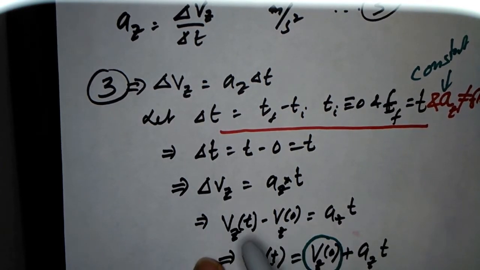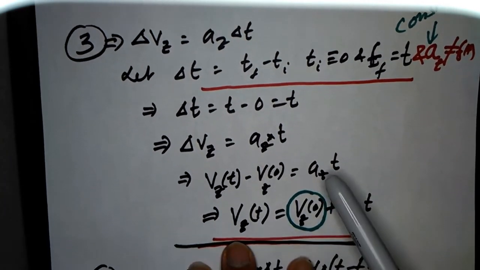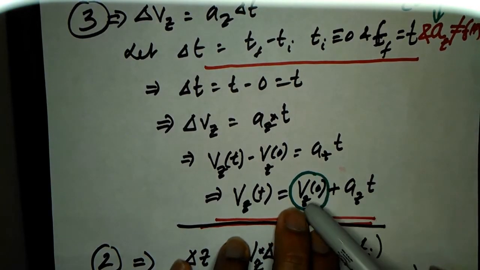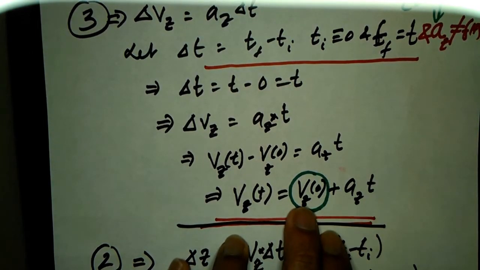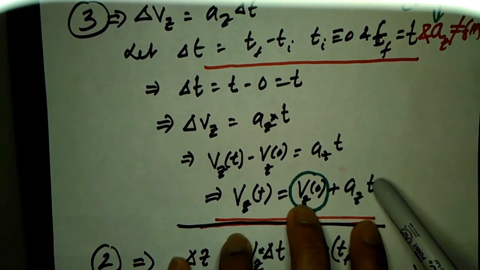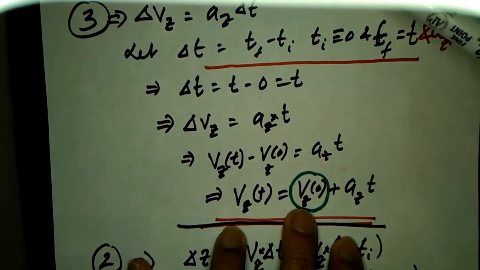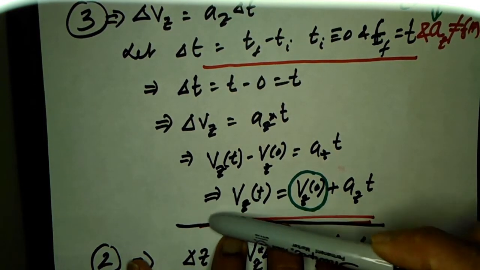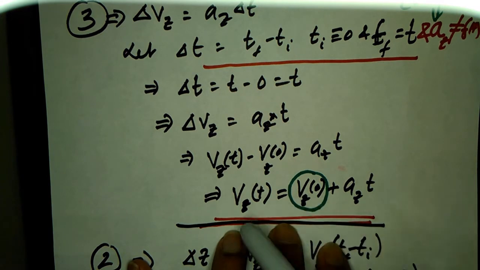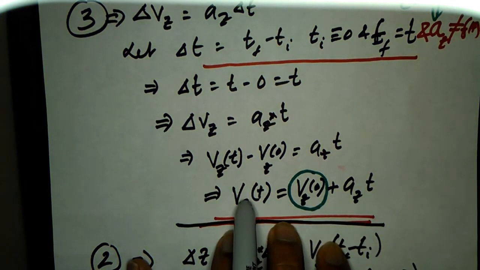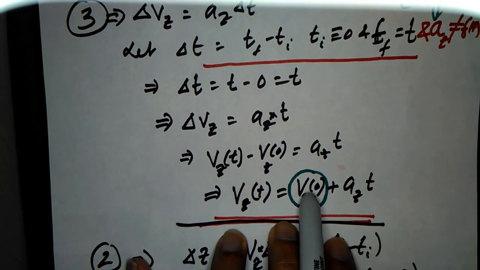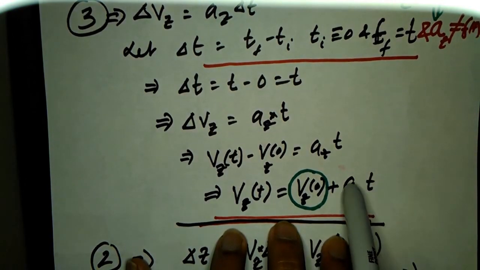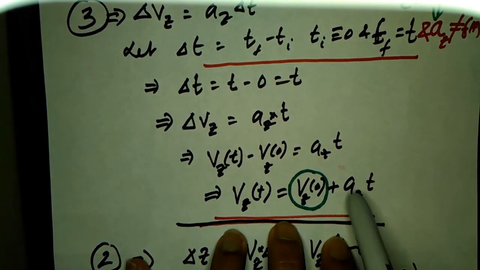Okay, so again solving for Vz, I get an expression: Vz at time T equals Vz at initial time, which I'm calling 0, plus Az times T. So this is an expression, and I've marked it with underlining in red, that tells me what the velocity is at time T, given the velocity at the beginning and the acceleration. Acceleration is a constant, so it doesn't matter at what time. Acceleration doesn't change with time.